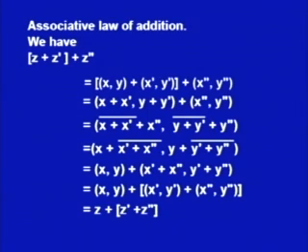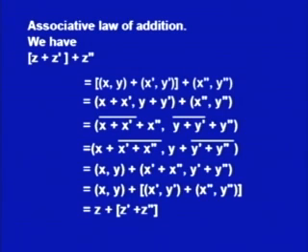Now, we take the addition of all these complex numbers. So, the real part is x + x' + x'', and the imaginary part will be y + y' + y''. This whole will again be equal to x + x' + x'', and the imaginary part will be y + y' + y''.